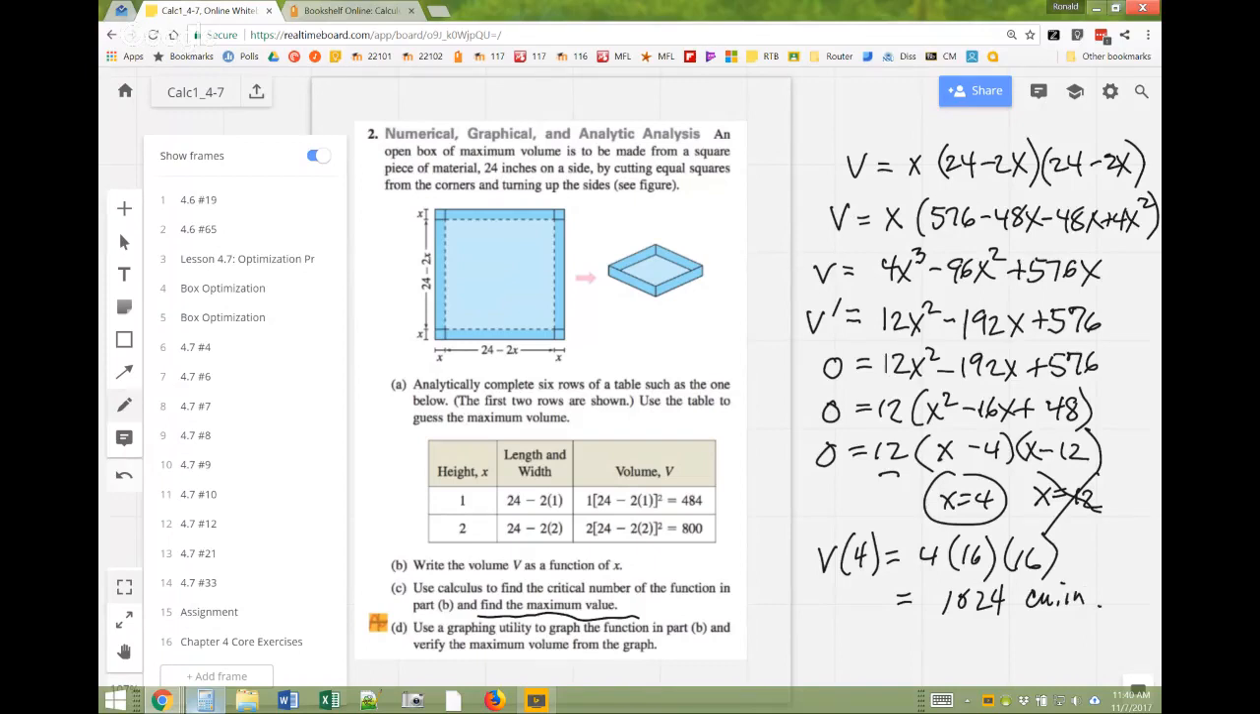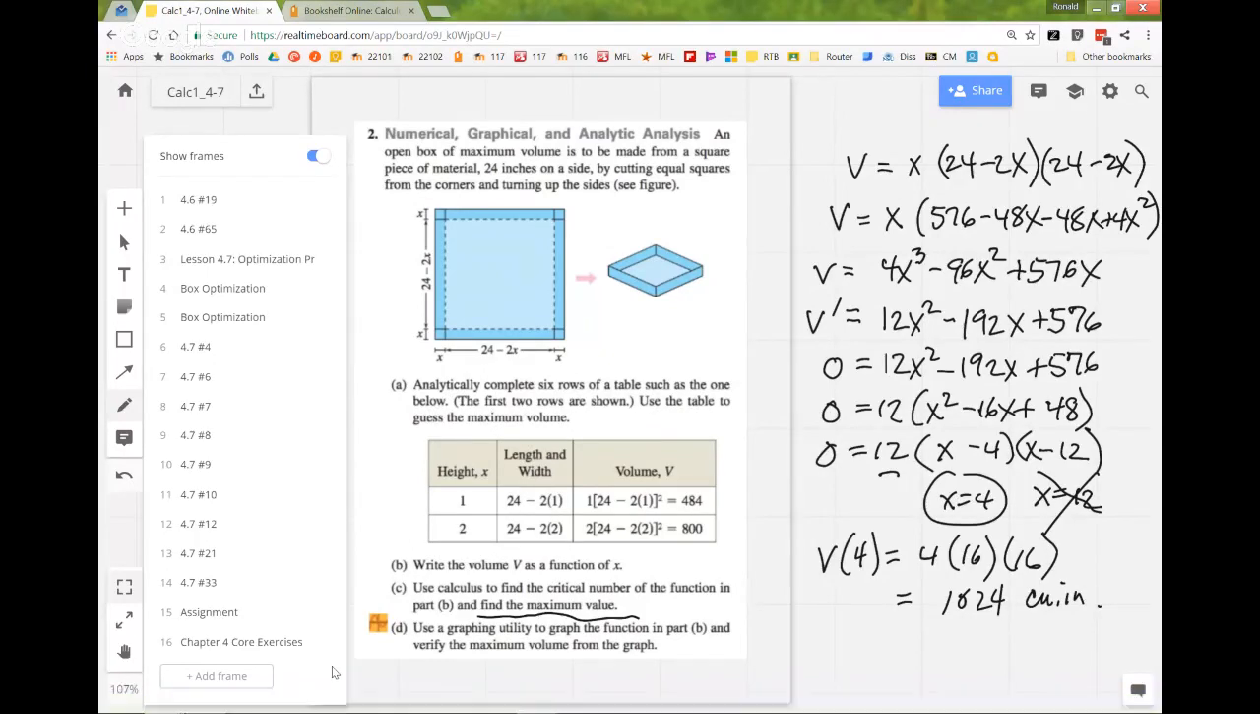So there are two answers to this. What's the perfect size X to cut out? Answer, a 4-inch square. And what is the maximum volume you'll ever get out of this 24 by 24 piece of material? Answer, 1,024 cubic inches. You will never be able to best that with any other dimension.